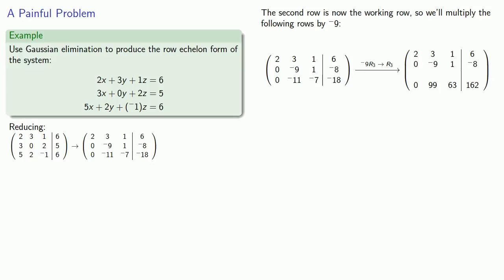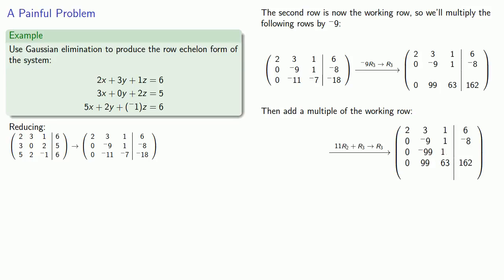Then we can add a multiple of the working row to get zeros below the pivot of the working row. In this case, if we multiply the working row by 11, we get 0, negative 99, 11, negative 88, and adding that to the third row gives us 0, 0, 74, 74. This gives us a new third row, which along with our first and second rows give us our augmented coefficient matrix in row echelon form.